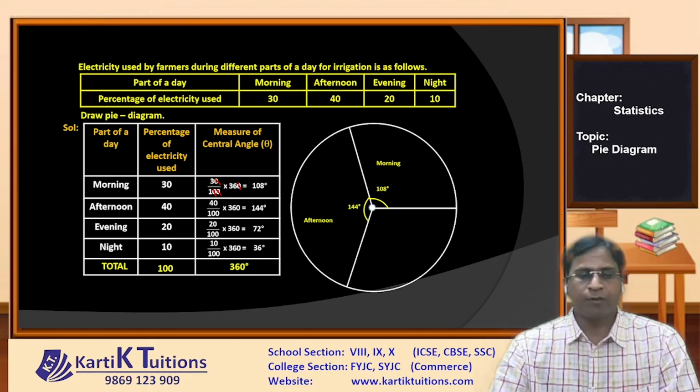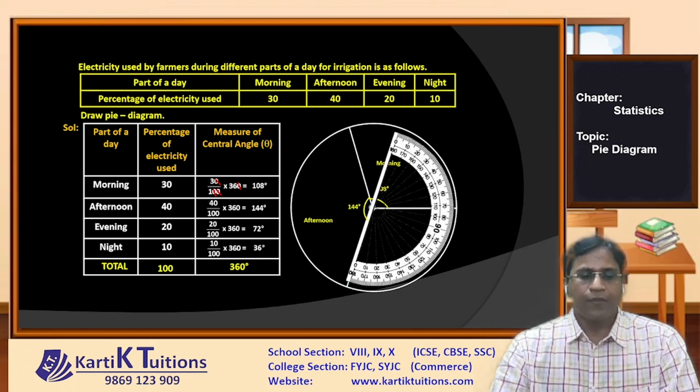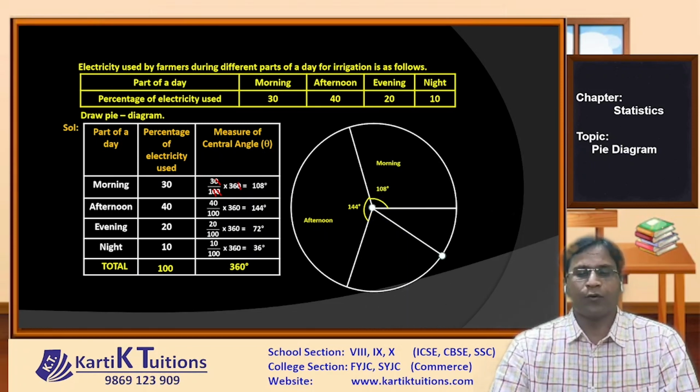Now this radius will become our baseline for the next sector, that is 72 degree. Now take 72 on the inner scale and then you have to join that point with the center to get the third sector for evening. And the last sector will automatically become of 36 degree, that will be of night.